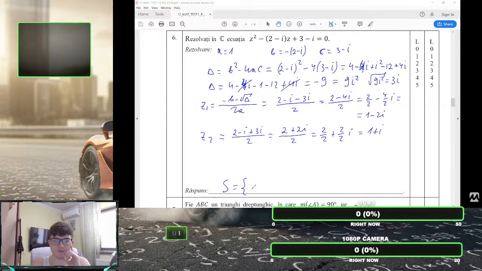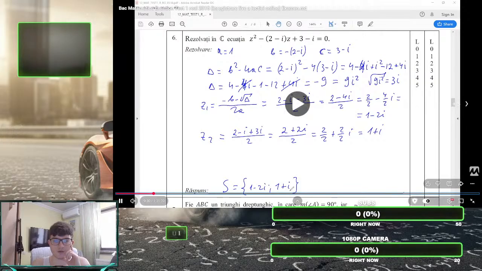And yeah, in the solution you will write down z1, z2, and you don't have to say z1 equal to that. You just write it down like this, it should be fine.